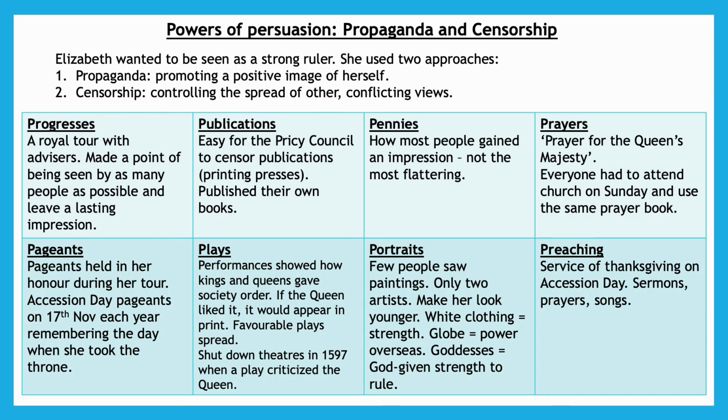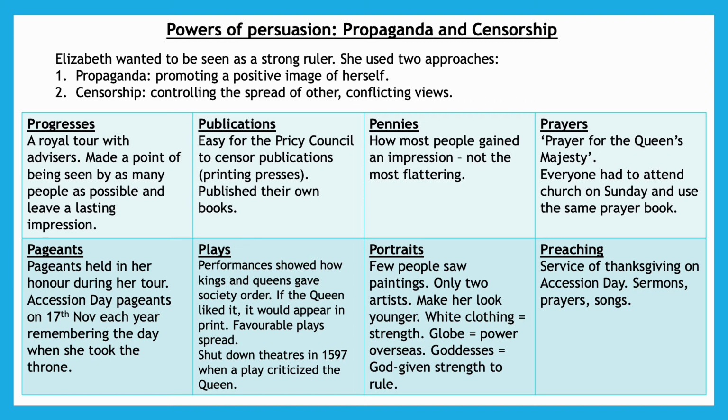Propaganda and censorship, so these sort of powers of persuasion. She wanted to be seen as a strong ruler, and she used two approaches. Propaganda: she wanted to promote a positive image of herself. And censorship: she controlled the spread of other conflicting views. So propaganda is getting the positive image out there, and censorship is making sure that the negative conflicting views are restricted and not published.